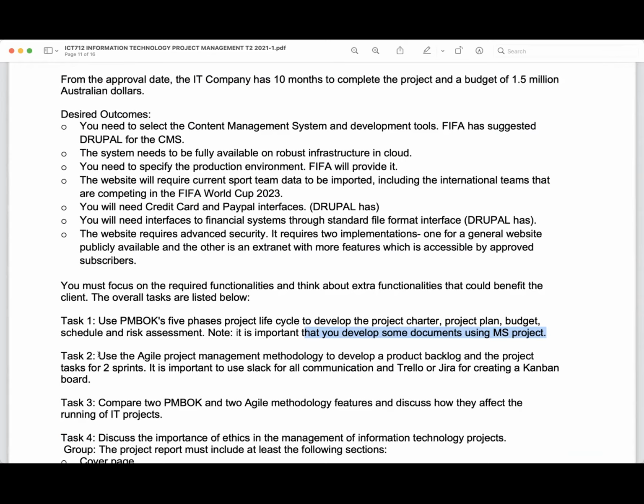From another perspective, you need to show me that you can apply the Agile project management perspective. When I talk about Agile project management, that's different to the project management of the PMBOK. This is where I start teaching you from probably week 6, 7, 8, 9 or so. Then you'll need to apply that as part of task 2 of your assignment. So it's very important.